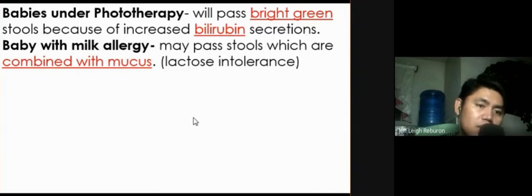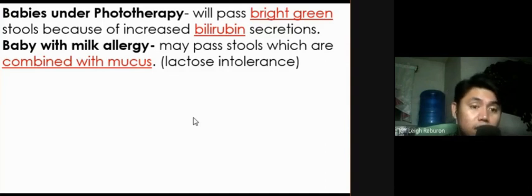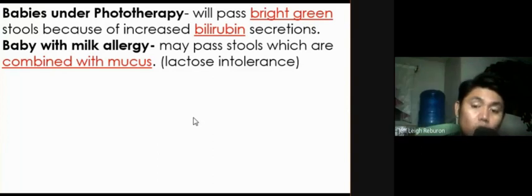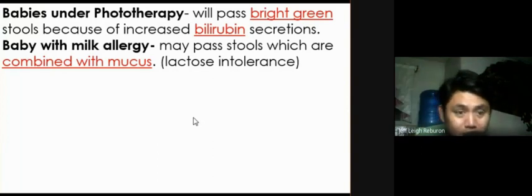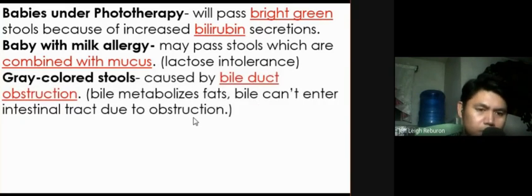But if we talk about babies with milk allergy, the baby may pass stool which is combined with mucus. If the baby's stool has something like mucus, okay, like egg white. That may mean that the child has milk allergy. In medical terms I should say, we call this lactose intolerance. Okay? So we will know if he has milk allergy if there is mucus found in the stool.